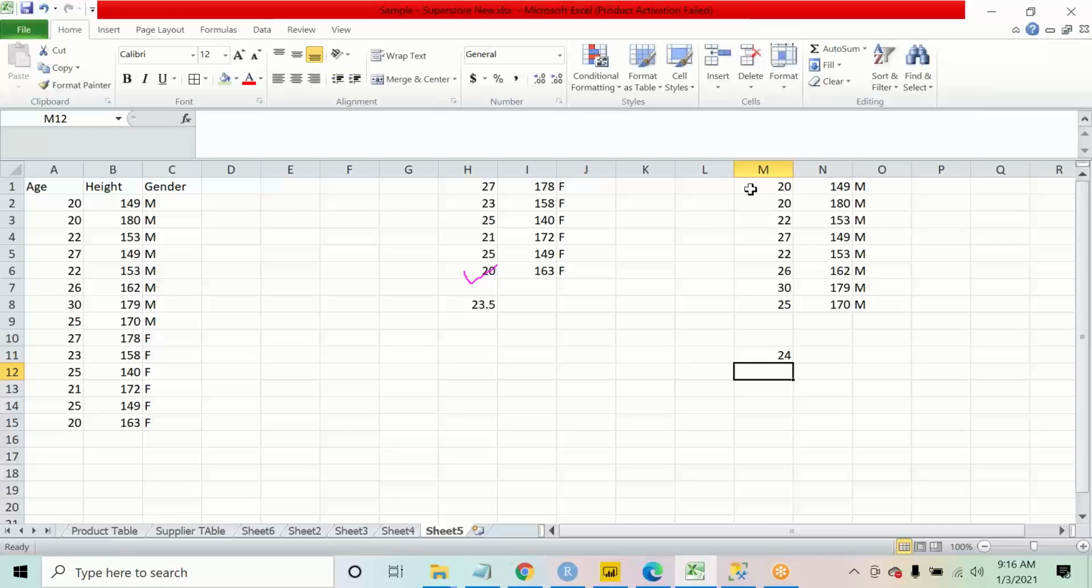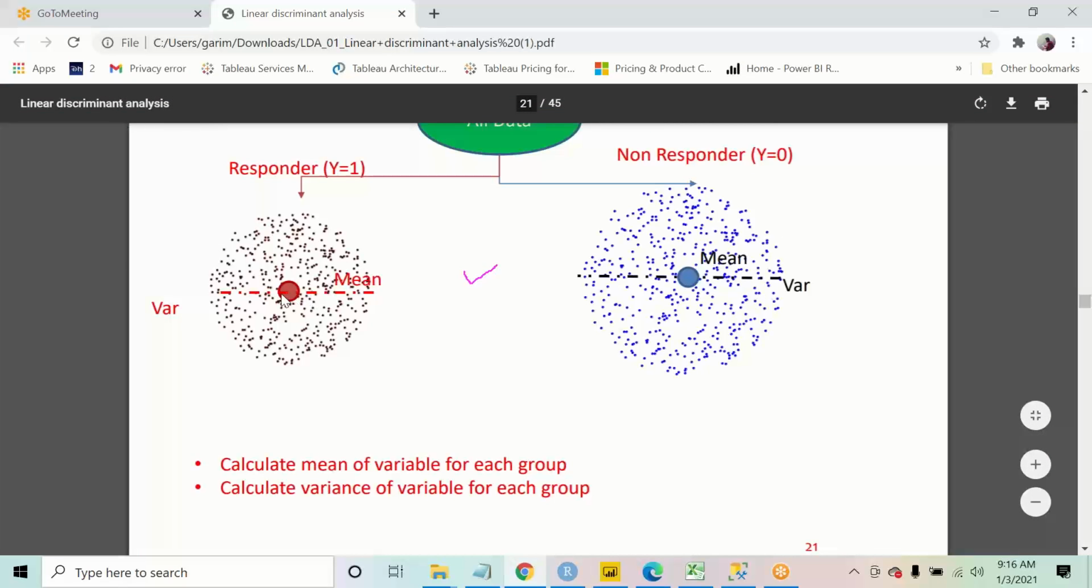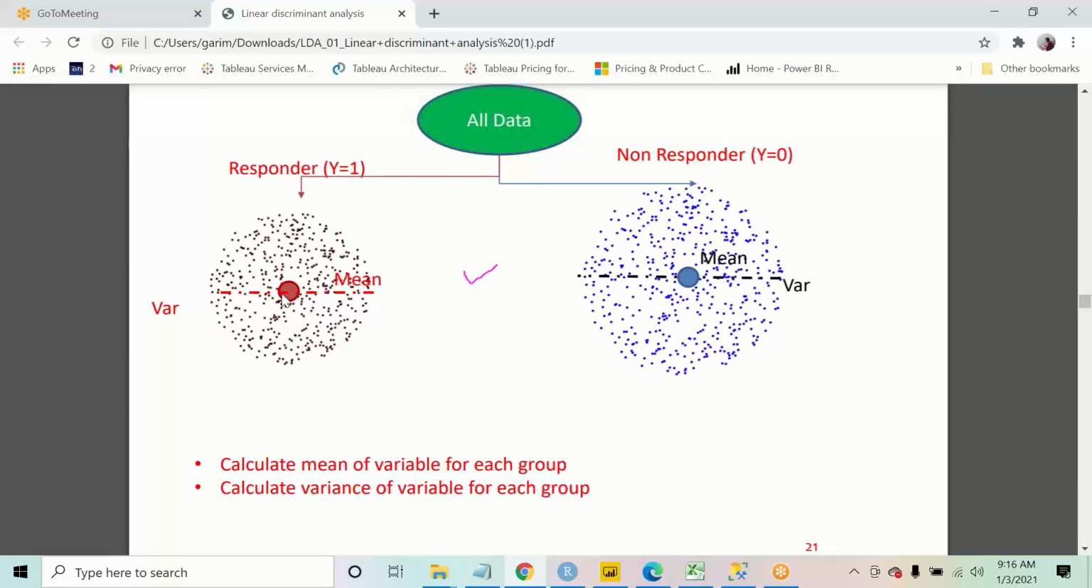So in the Fisher's ratio, what we do is first of all we find the average or the mean values of the two groups. Then we also calculate the variance, right? Variance is the variation that we have between the data points.